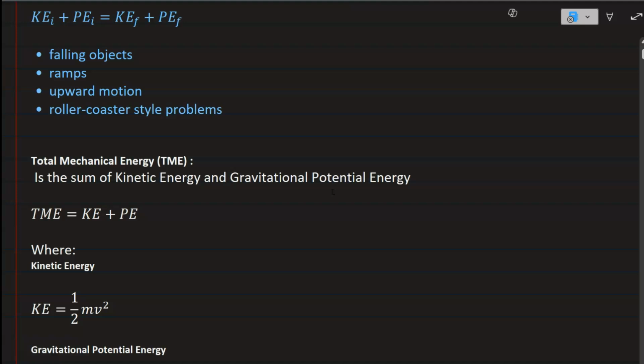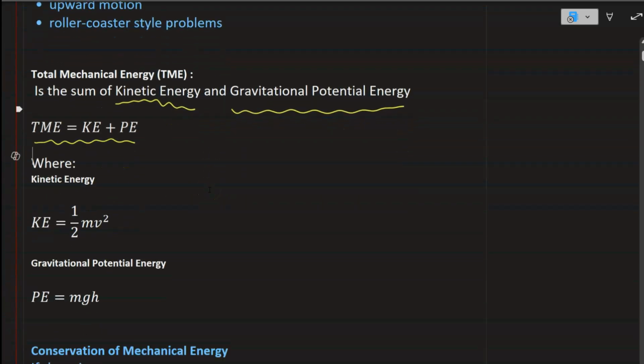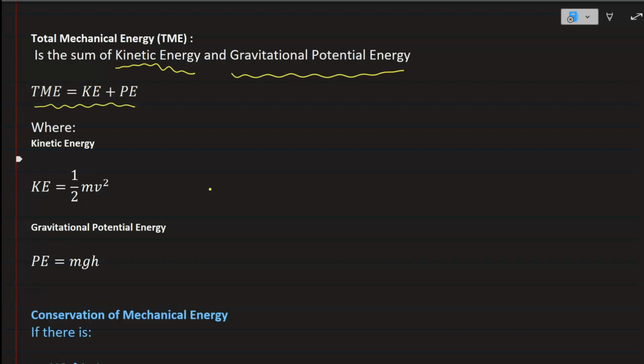Now, total mechanical energy is the sum of kinetic energy and gravitational potential energy. So this is the typical equation that we're going to use. And remember, from last lesson, we have kinetic energy, 1/2 mv squared, and gravitational potential energy given by PE, which is mgh. By the way, this should say P subscript E, and so should this one, K subscript E.